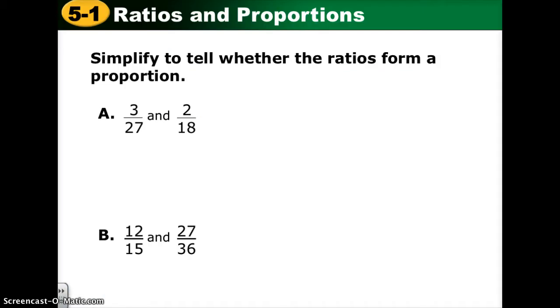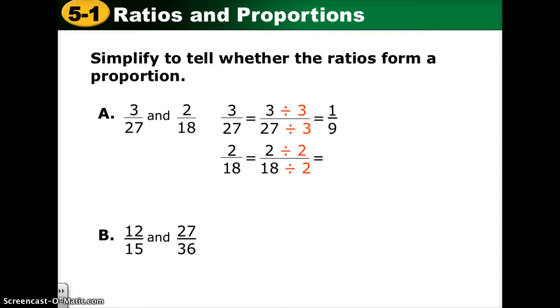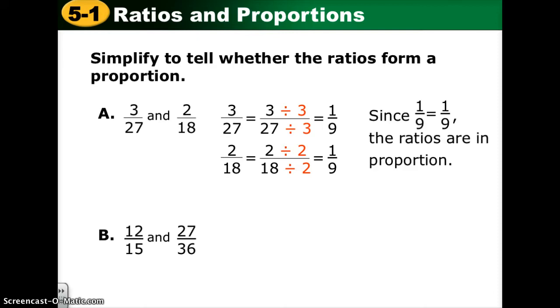Now we want to simplify to tell whether the ratios form a proportion. So we have the ratios 3/27 and 2/18. Our goal is to see if those are equivalent to the same simplified ratio. So let's simplify 3/27 by dividing by 3. We get 1/9. If we take 2/18 divided by 2, we get 1/9. Therefore, because they both equal the same simplified ratio, they are a proportion.